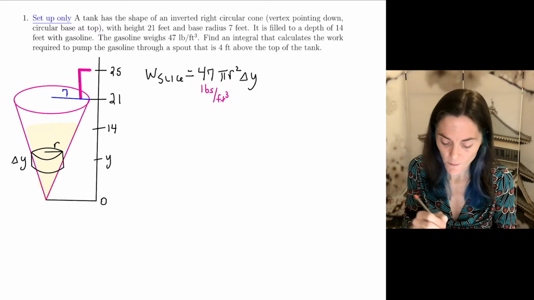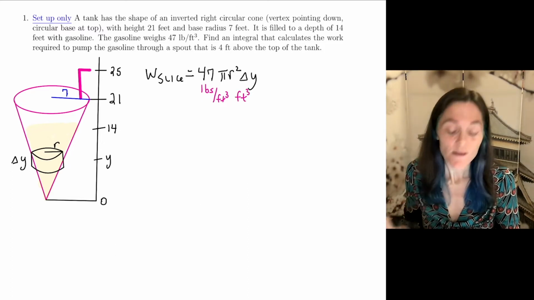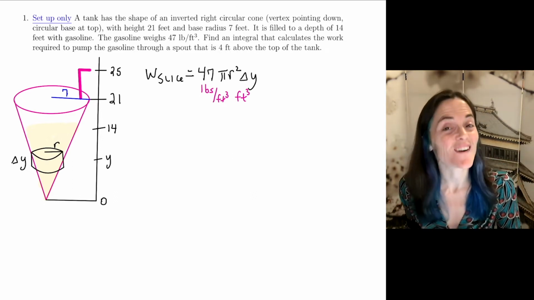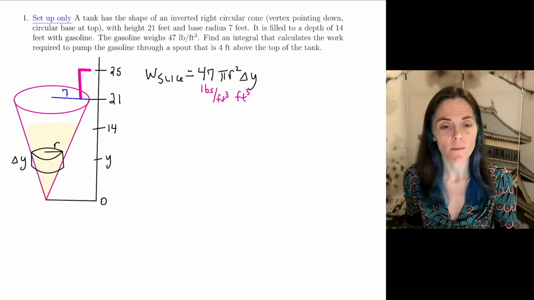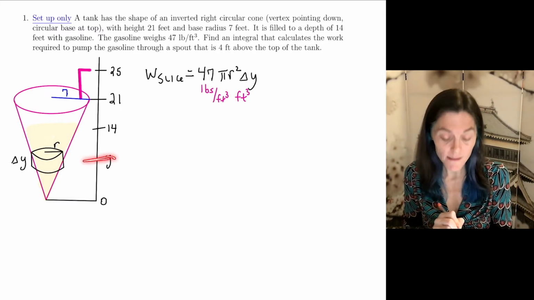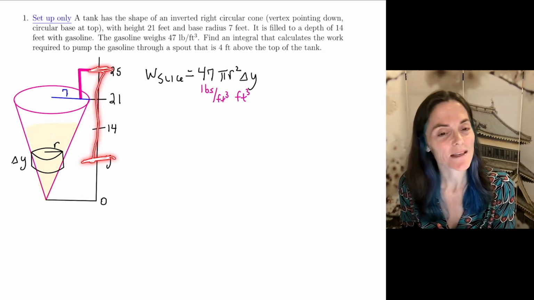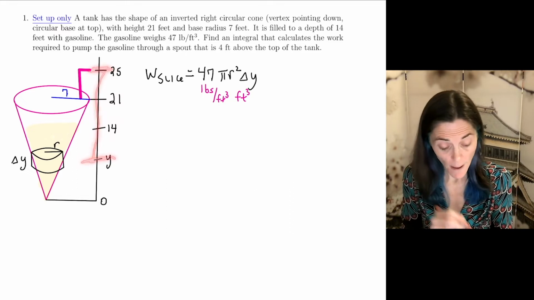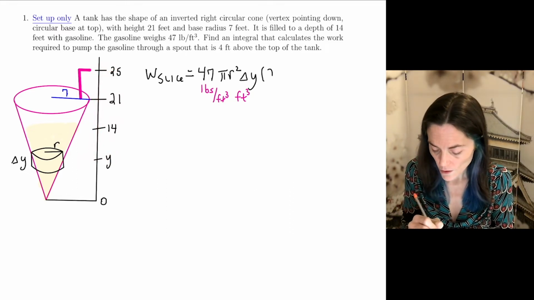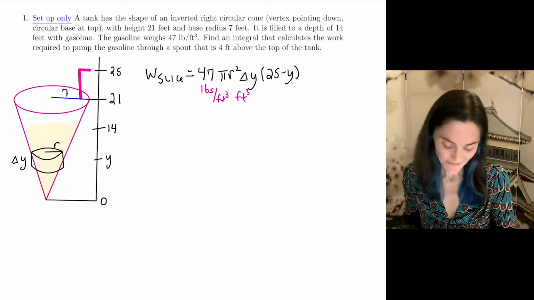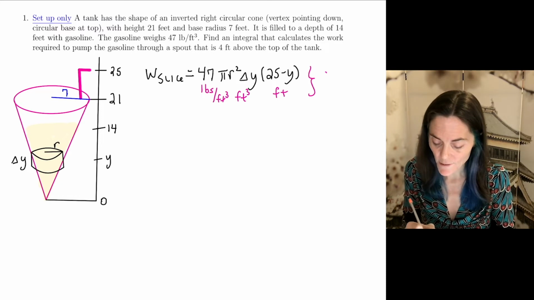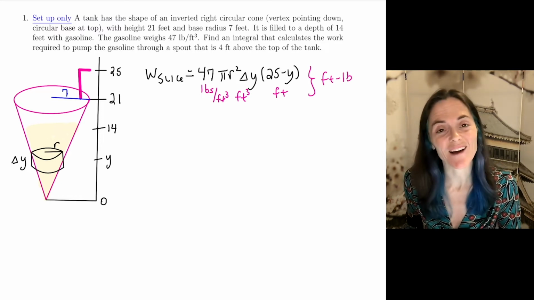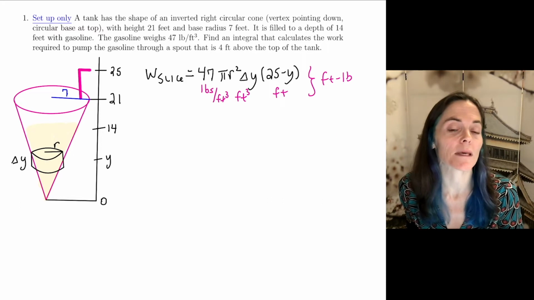Now this is a volume. This is feet cubed. So you notice so far I have pounds, I have a force. All I need to do to get work is multiply by the distance that this slice travels. It's sitting at height y, and we need to go all the way to the top of the spout. And so this slice travels 25 minus y, and this is in feet. And you notice altogether we have foot-pounds, we have our unit of work in US customary. So I have all of the pieces.